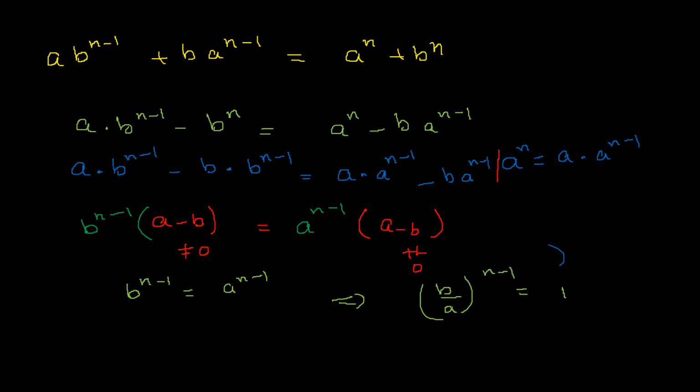And you know that if some number raised to a power equals 1, then that power should be 0. In other words, 1 can be written as (b/a)^0. So the bases are equal, then the powers must be equal. By putting them equal, n minus 1 equals 0, this implies that n equals 1. So this is our answer.